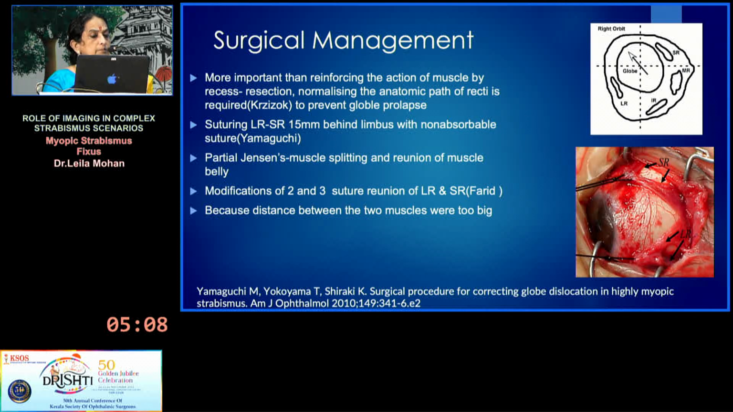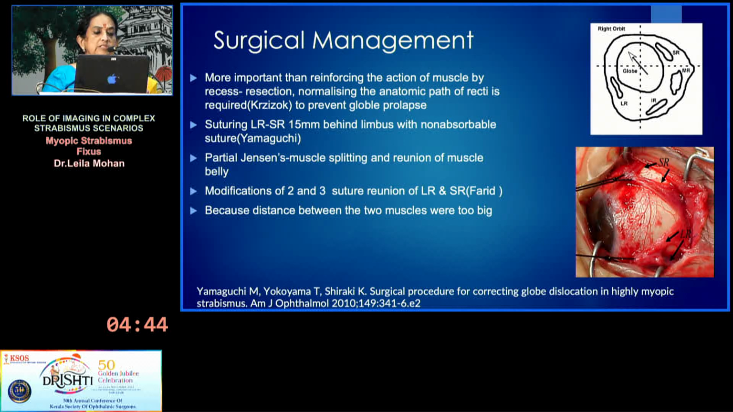So coming to the surgical management, more important than reinforcing the action of a muscle by recession or resection is normalizing the anatomic path of the recti to prevent globe prolapse. Suturing of the lateral rectus and superior rectus 15 millimeters behind the limbus with non-absorbable suture was suggested, which gave good results.